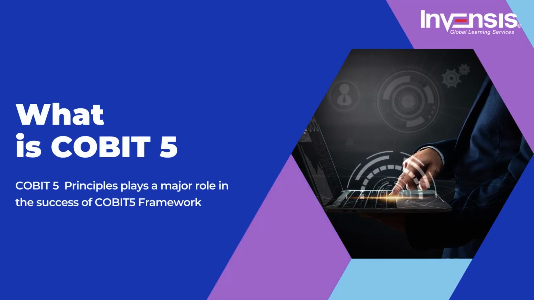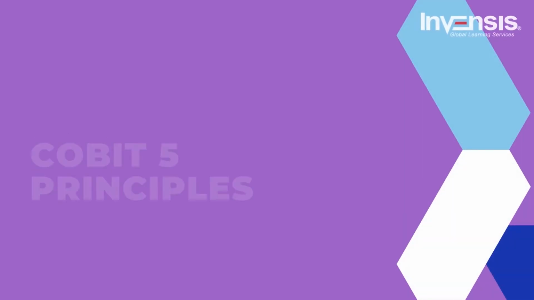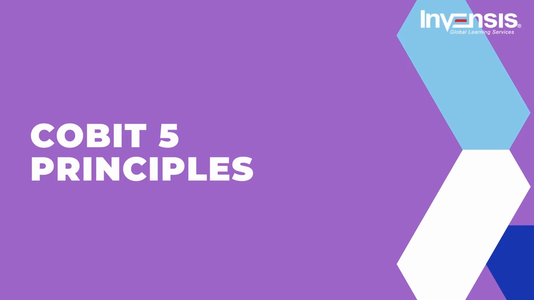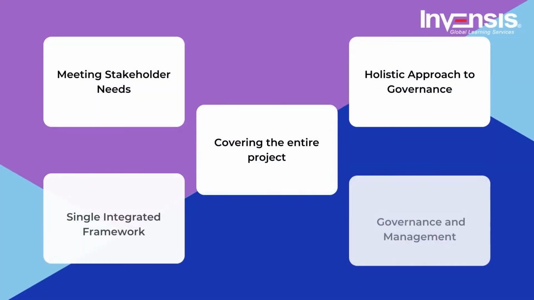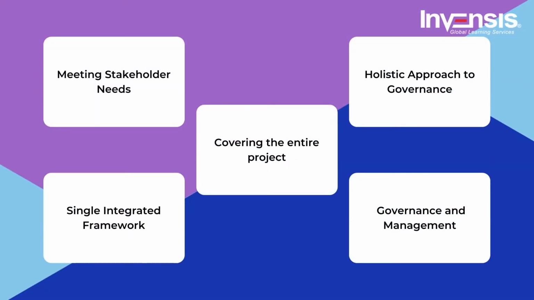COBIT5 principles play a major role in the success of the COBIT5 framework. COBIT5 was defined with a few principles. They are: meeting stakeholder needs, taking a holistic approach to governance, covering the entire project, a single integrated framework, and creating a difference between governance and management.